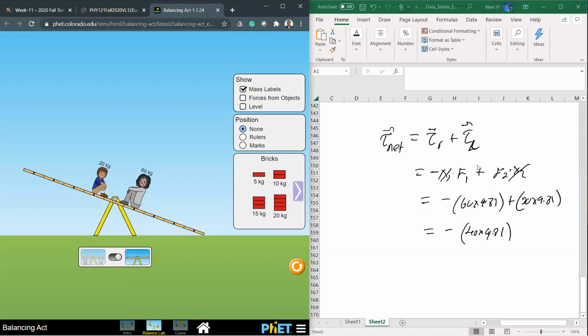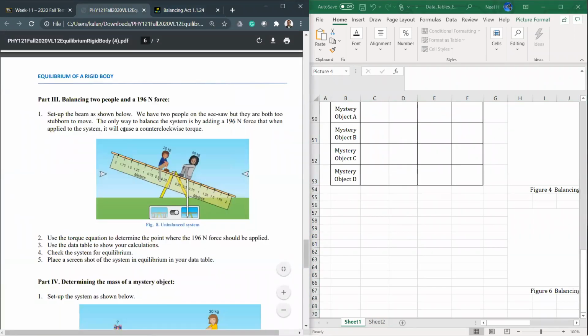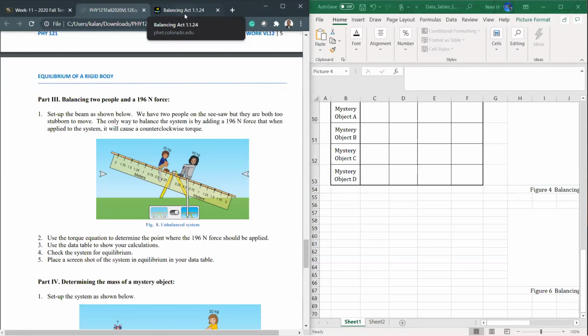Okay, so that's where you can do the calculation, but the calculation is not really important here, right? We can actually do that another way, like the question is asking here. Question is telling you the only way to balance the system is by adding the 196 force that when applied to the system, it will cause the counterclockwise torque. Use the torque equation to determine the point where the 196 force should be applied. So can you find that where the 196 force should be applied?